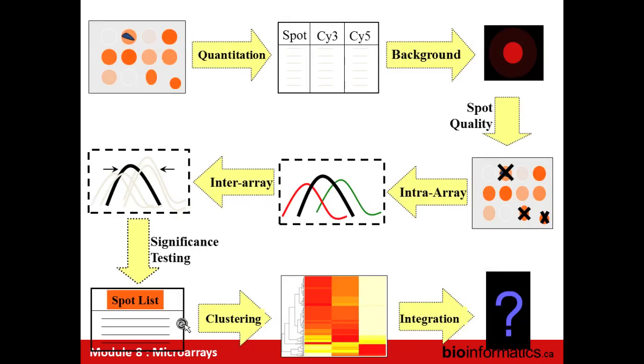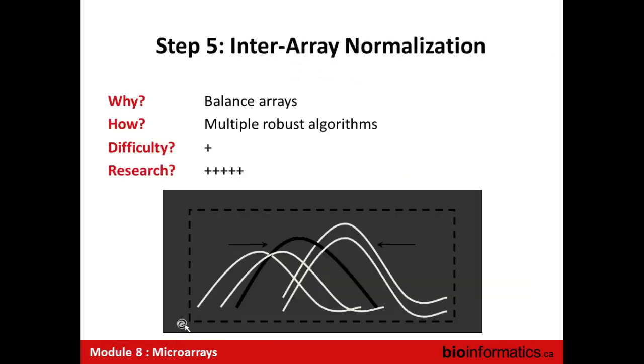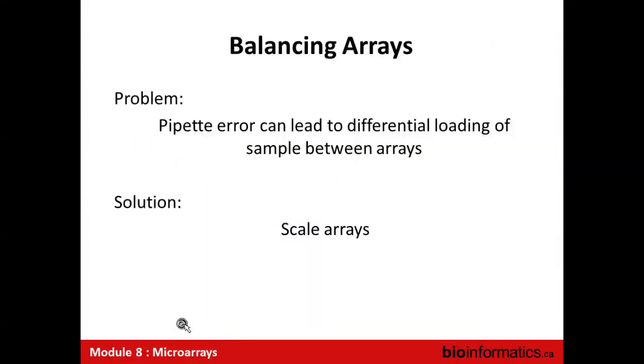And if we found that easy, we eventually get to inter-array normalization. Inter-array normalization is very intensively researched, but is as close to a solved problem as you'll have in microarrays. Essentially, the idea is that if we do multiple experiments, pipette error or other characteristics can lead to differential loading or intensities of samples between different arrays. And so you want to scale the arrays.